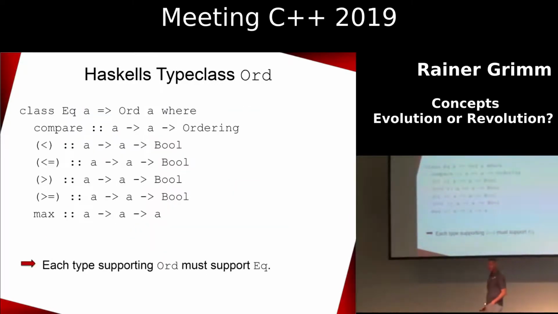Here is Haskell's type class Ord, only to see a little bit of syntax. To support ordering, A has to support equality and these 6 additional operations. Of course, smaller equal, greater equal, and compare and max, I will ignore them. But you see, this is the way Haskell would say, when you support ordering, you already have to support equality and these additional 6 methods.